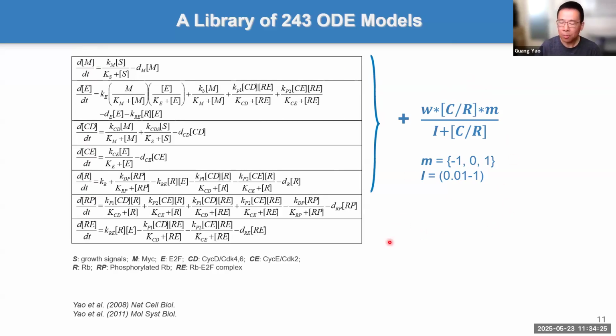By doing this combination, we can generate 243 ODEs in total. Then we just run the simulation. We assign low dose or high dose, giving them 0.1 and 0.5 here to start with.